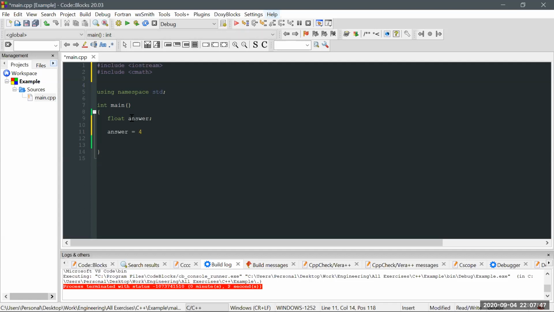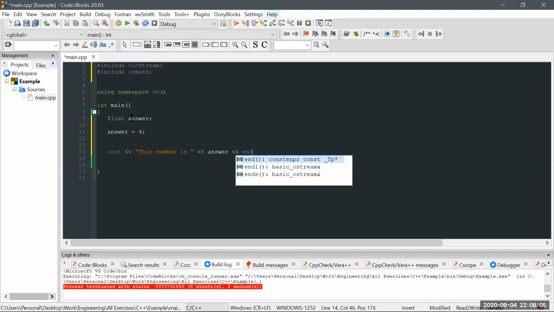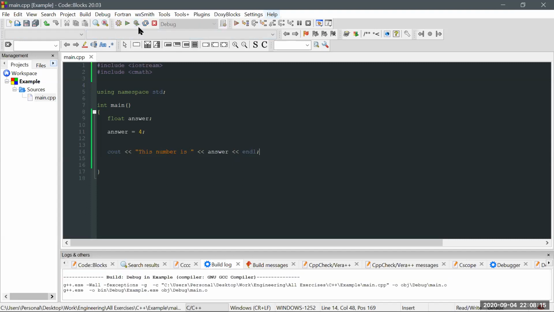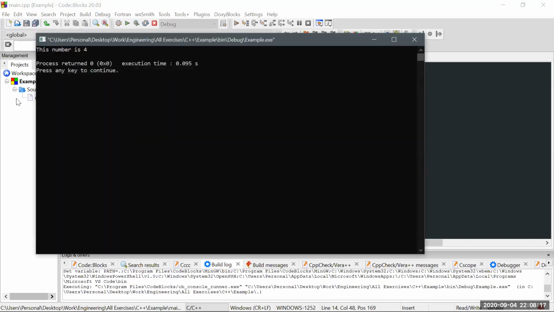And we will try to display this one. So to display, we use cout. And this number is blank. Then we will display the value, which is answer. Then, of course, I want an endline so that we can see it properly. So if we run this one, this is just basic. We learned this one in the previous section. If we run this one, we know that the display will be: this number is 4.